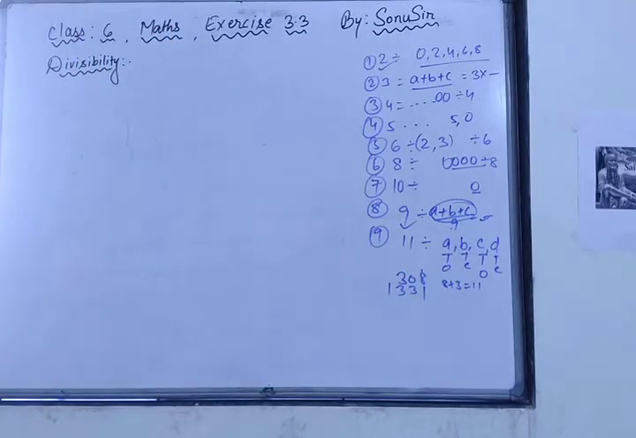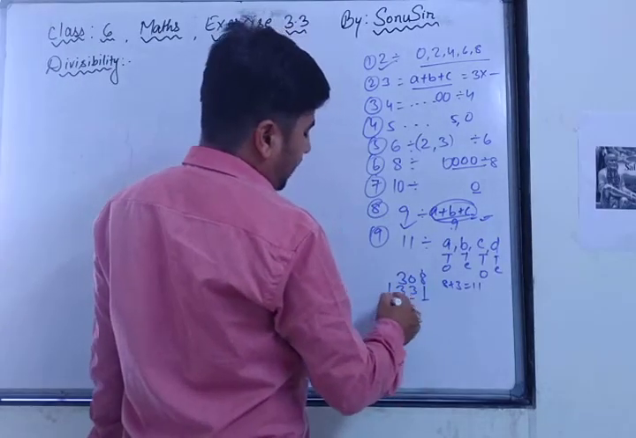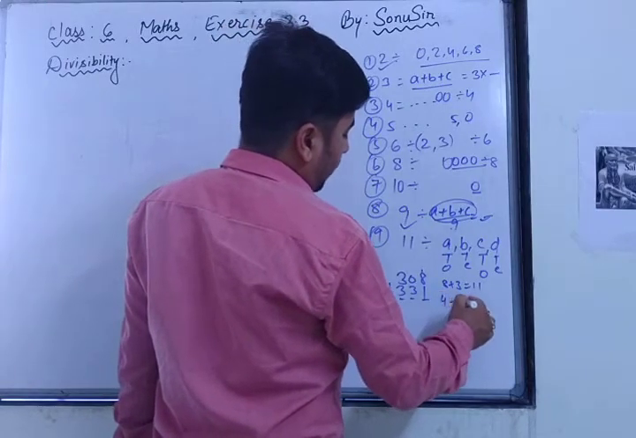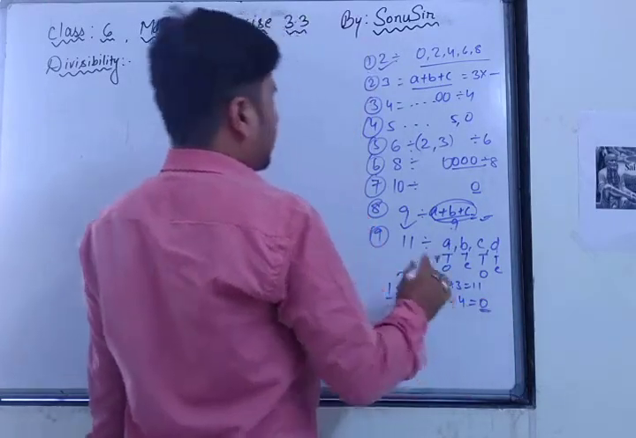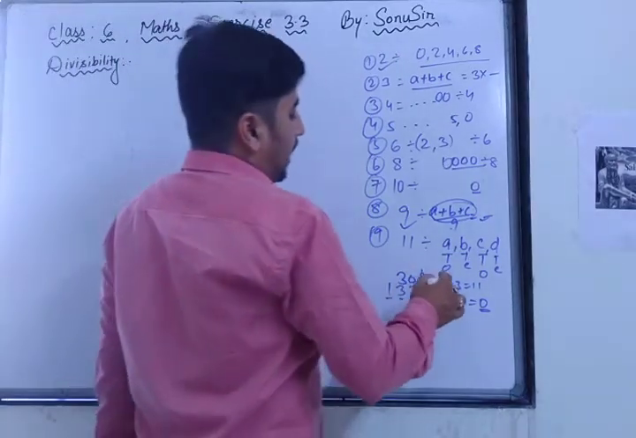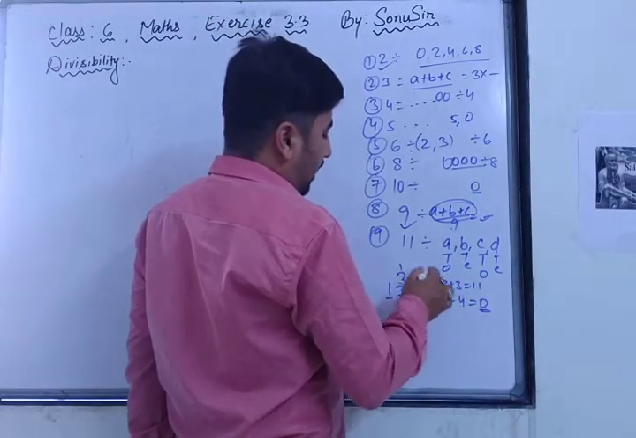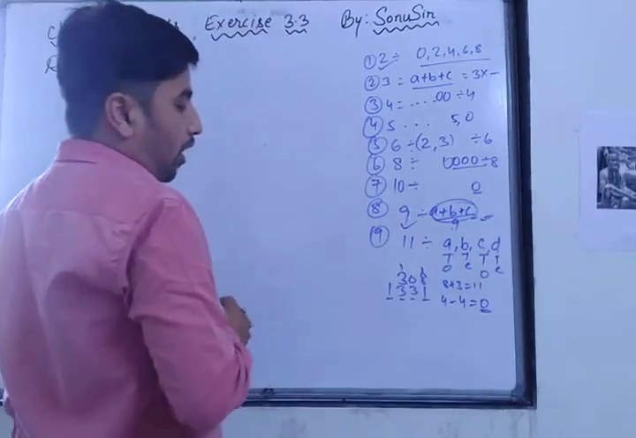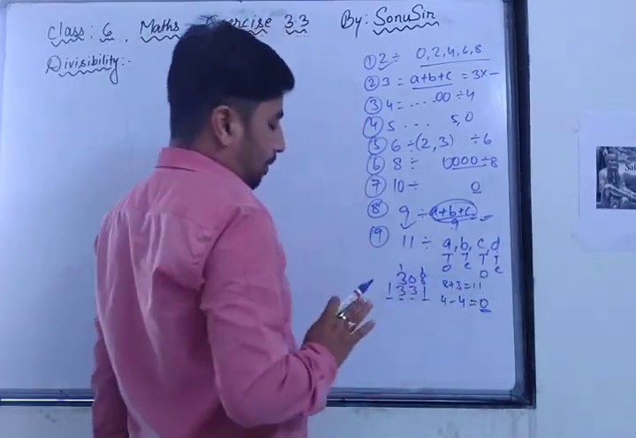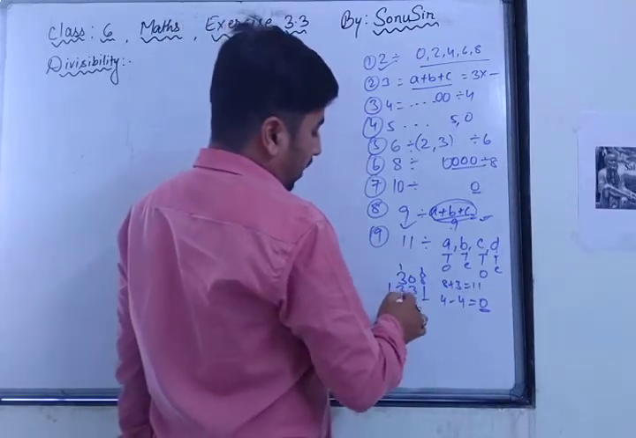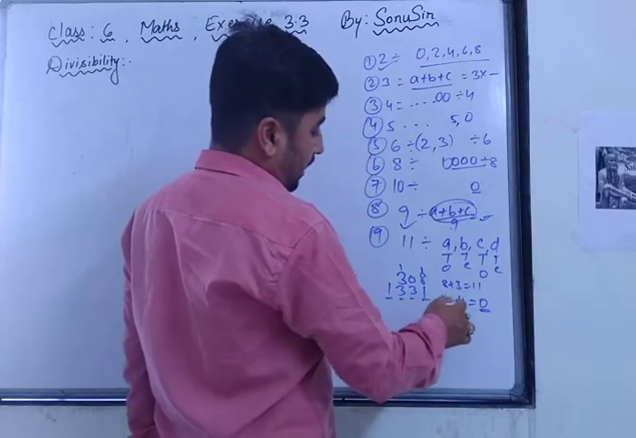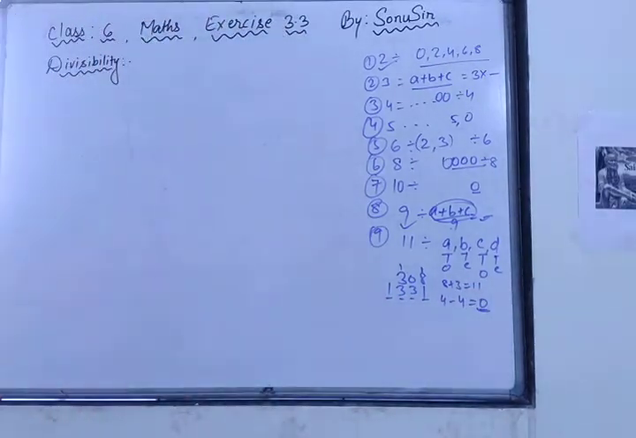And if I talk about a 4-digit number, then you can see here on the odd digits and on the even digits, 1 plus 3 is 4 and 1 plus 3 is 4. If the difference between them is 0, then that number is divisible by 11. Either the sum of the odd digits is divisible by 11, then that number is divisible by 11, or the difference between the sum of odd digits and the sum of even digits is 0, then that number is divisible by 11. So these were our rules of divisibility.